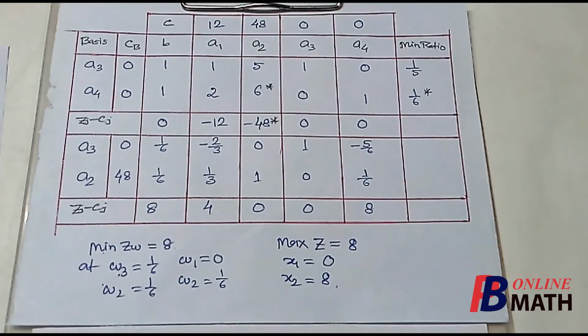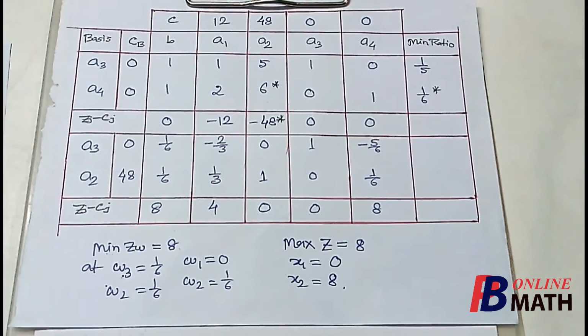So remember that to find the value of the first variable of the primal problem, we have to find the slack variable which we have introduced for the first constraint in the dual problem, and the corresponding zj minus cj value will be the value of x1. And to find the value of the second variable x2, we have to find the slack variable which we have introduced for the second constraint in the dual problem, and the corresponding zj minus cj value will be the value of the second variable x2.